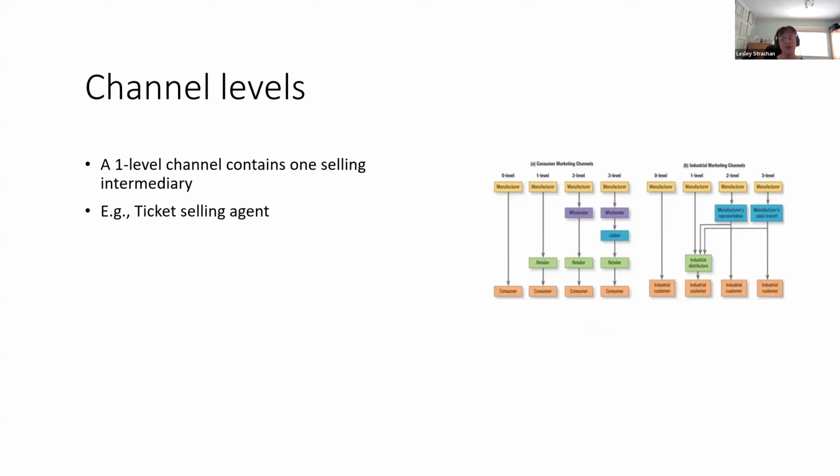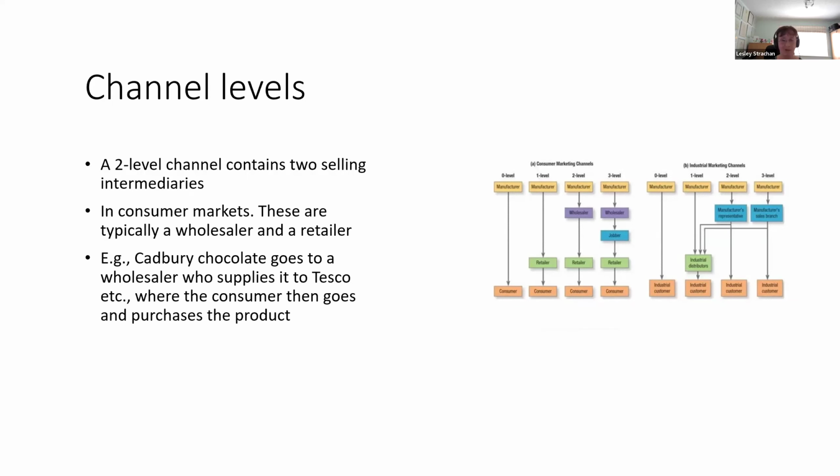The next level along is a level 1 channel, which contains one selling intermediary. This might be a retailer or a selling agent. Any event that uses, as an example, a ticket selling agency like Ticketmaster for booking shows is a 1-level channel: the concert venue, the Ticketmaster, the customer. So think about in SimVenture Evolution, whether you use 0-level channels or 1-level channels.